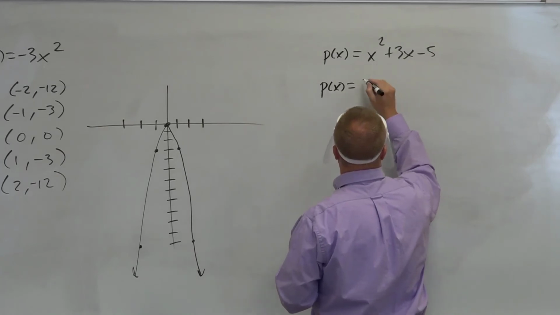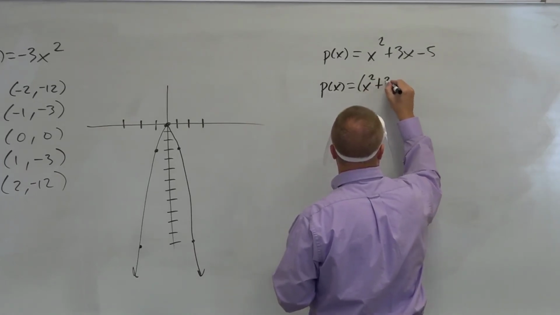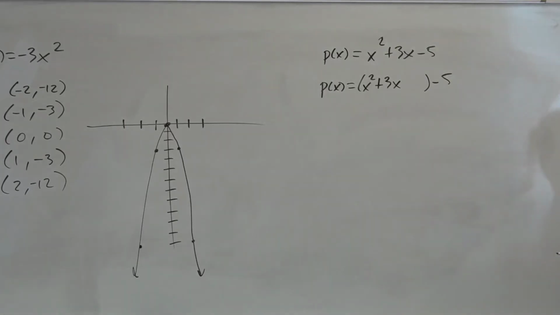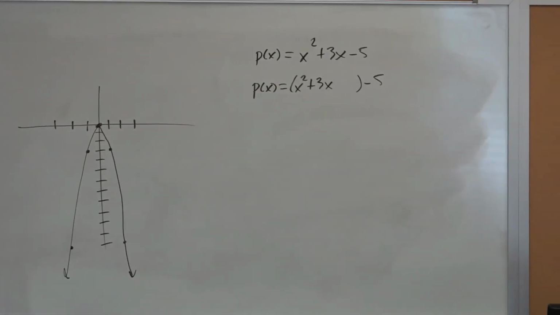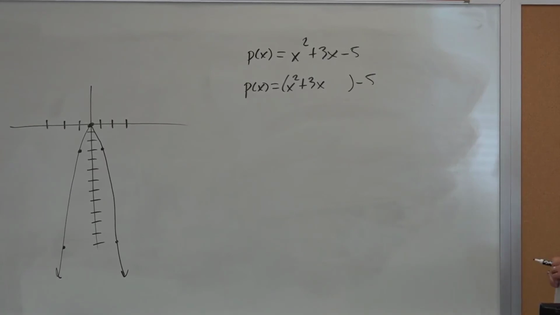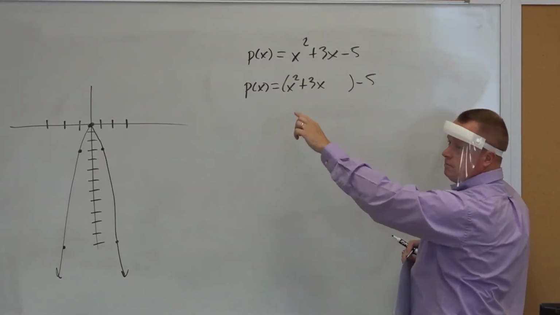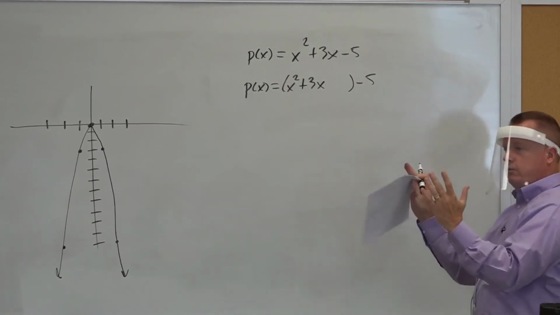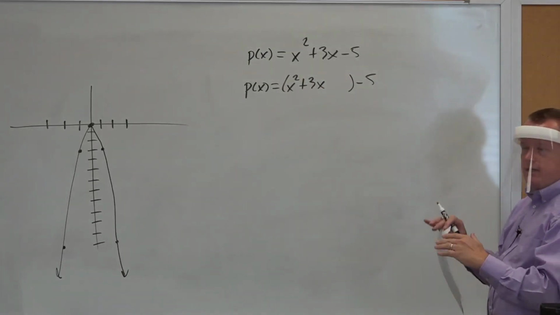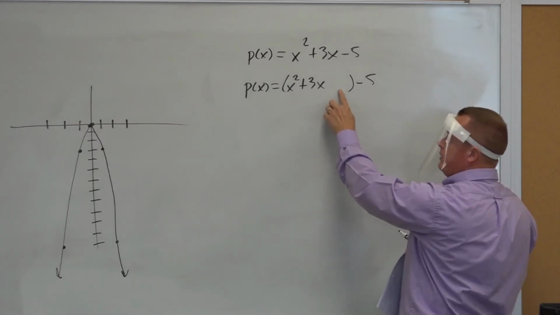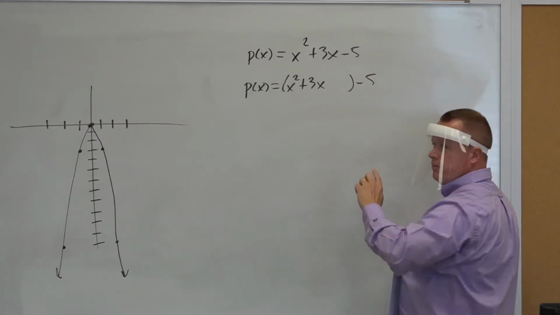So what you could do is group the x squared plus 3x together like that, okay? Now, if I can make this a perfect square, then I can factor it. It'll look really nice where I can shift it. All right. So how do I make this a perfect square? How do I determine the number to put here to make it a perfect square?